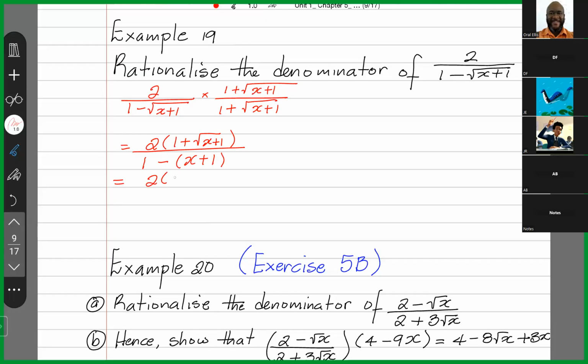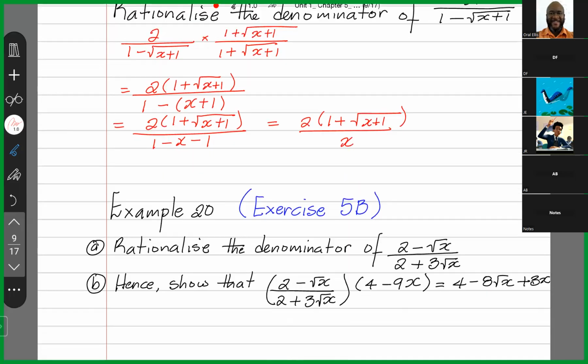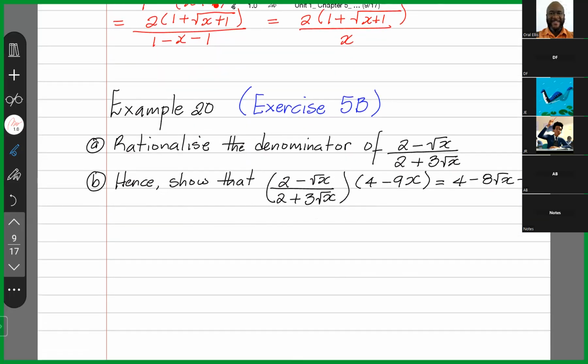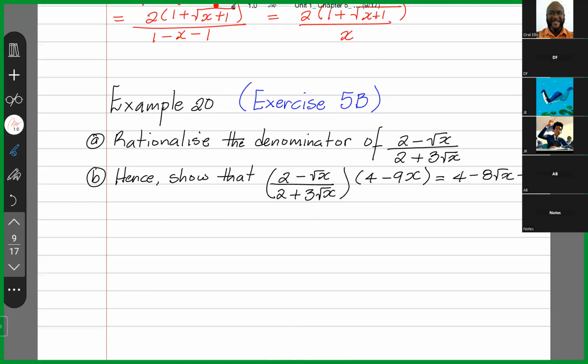Up top, 2 into 1 plus the root of x plus 1. Down by the bottom, removing the bracket, I have 1 minus x minus 1. And so the final answer is 2 into 1 plus the root of x plus 1 divided by x. Because 1 minus 1 will be 0. So all that remains in the denominator is just x. Example 20. And after example 20, to concretize your understanding of this topic, you should do exercise 5B.